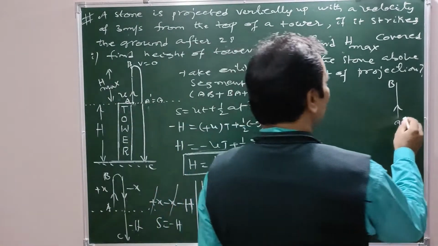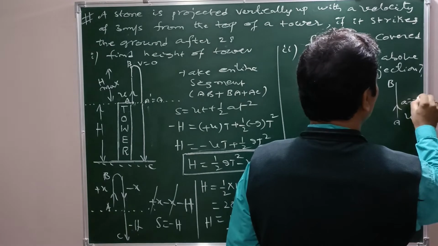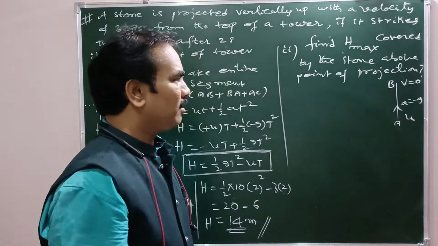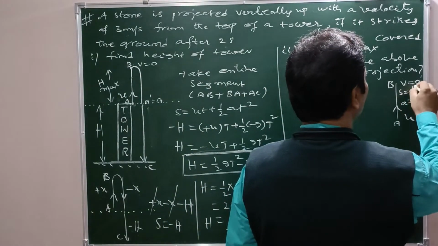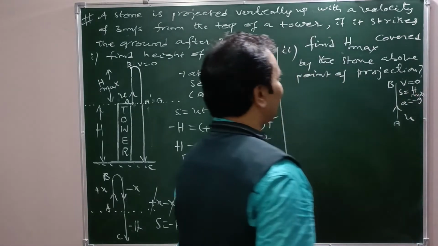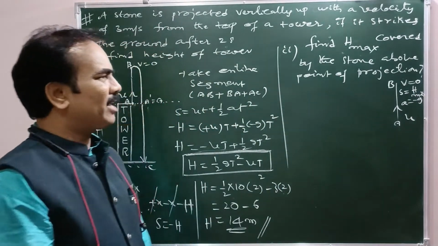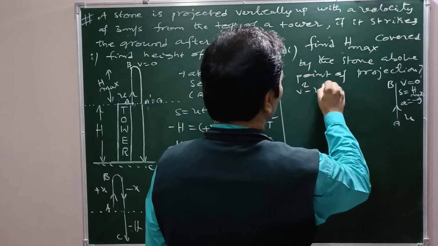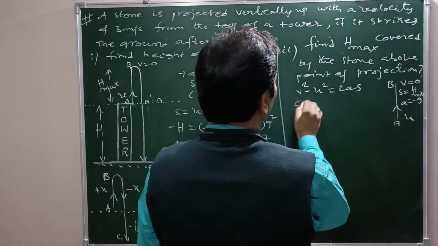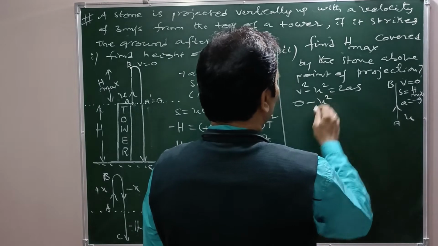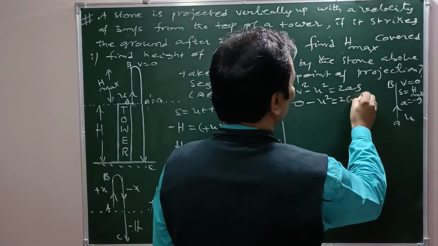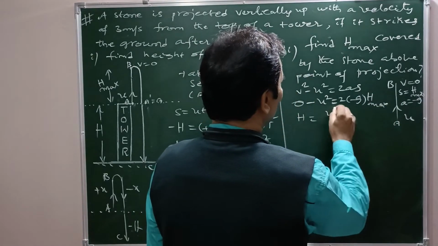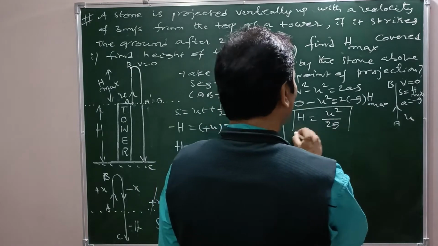At point A, what is the velocity? U. Acceleration A is minus g. At B, what is the velocity? 0. Right? At the highest point. S equal to H max. Now take V squared minus U squared equal to 2AS. V squared is 0. U squared means U squared only. 2 into A means minus g. S means H max. That is H max equal to U squared by 2g. H max equal to U squared by 2g.